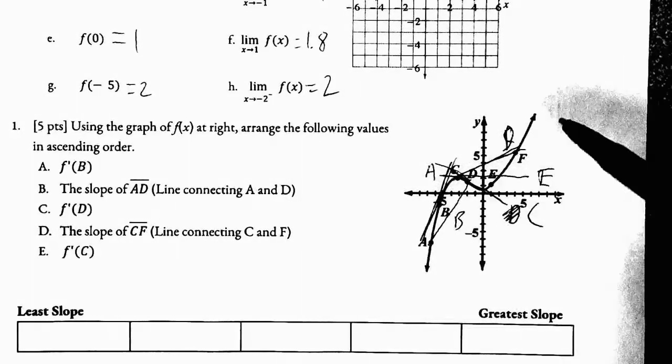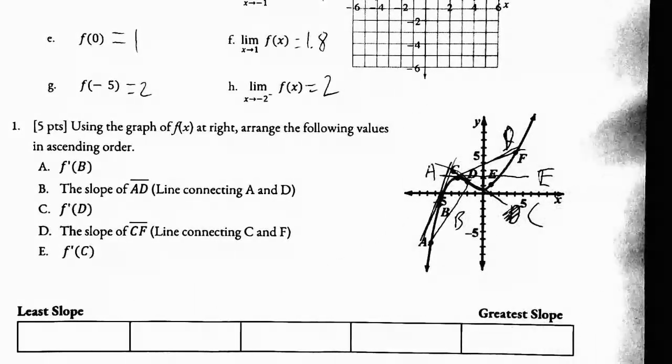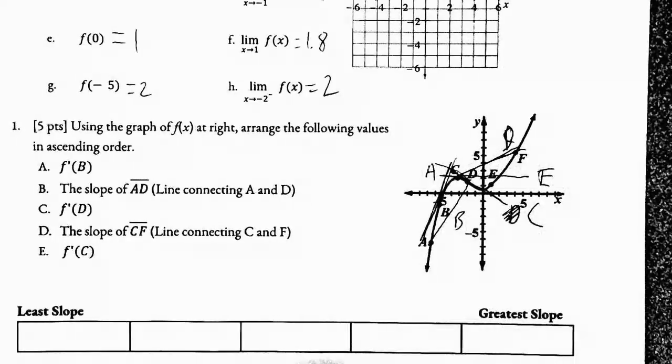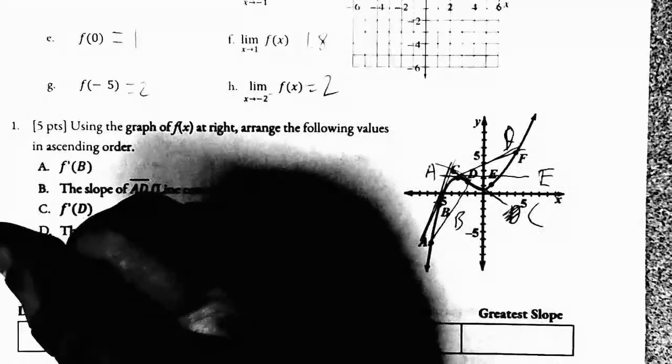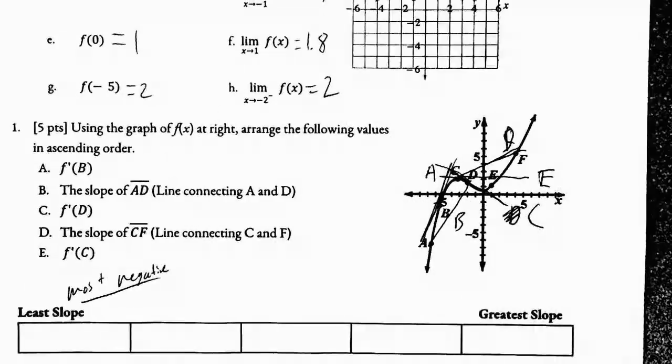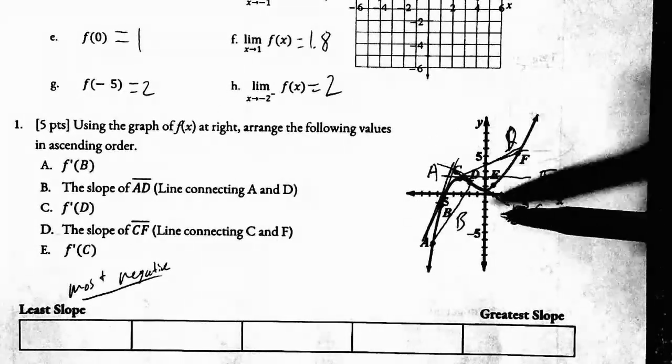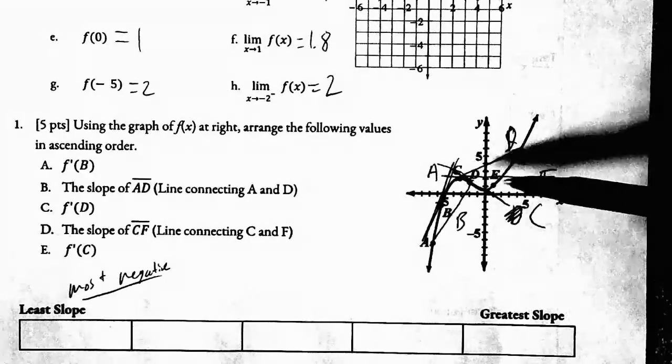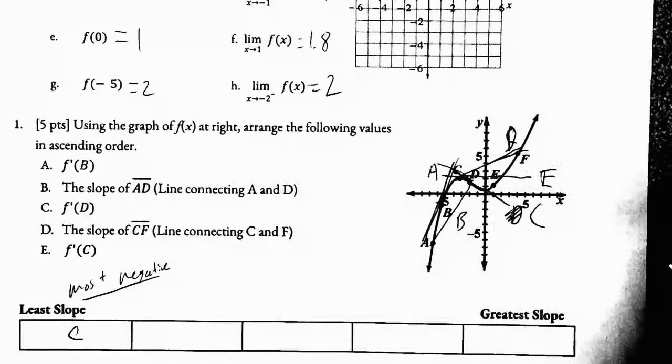It might make sense to just do it one at a time. I will go through them one at a time. So which is the least slope here? Well, least slope means, in other words, most negative, right? Most negative. There's only one slope here that's going down, and that's C. C is the only one going down at f of d. So that's C.